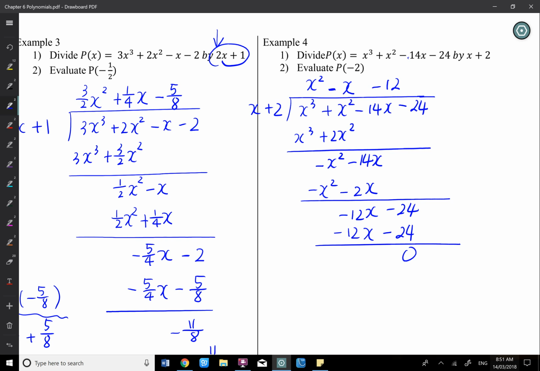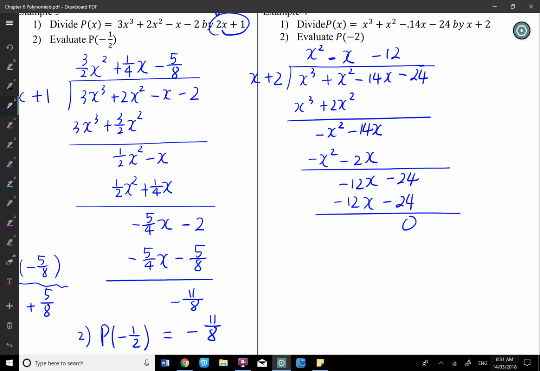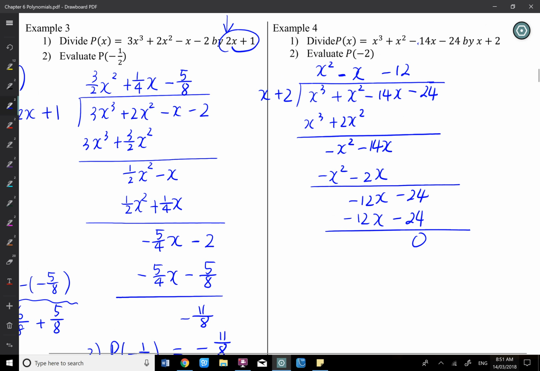and then that becomes 0. Just work on it by yourself, and then have a look at my answer here. x plus 2 is a factor because I don't have any remainder here. It will be a factor.